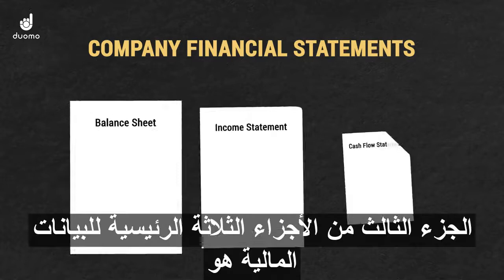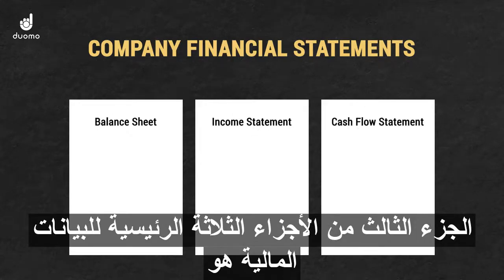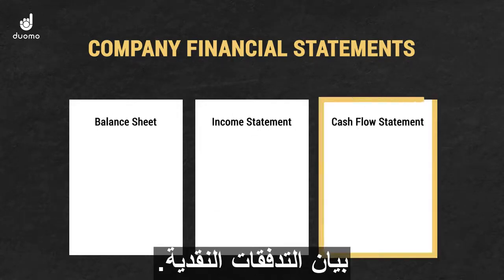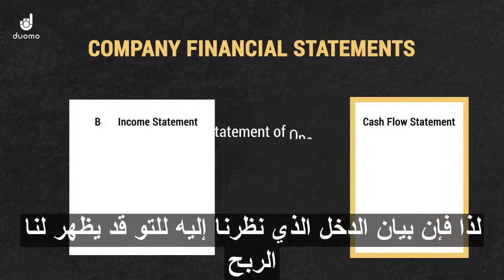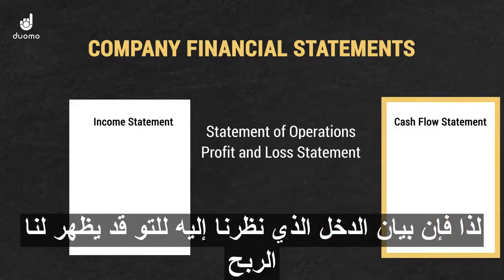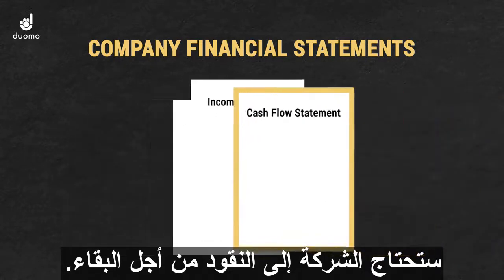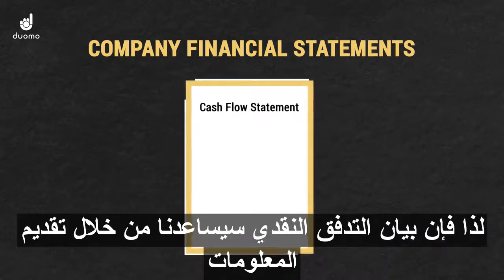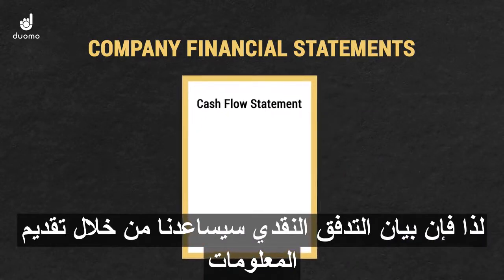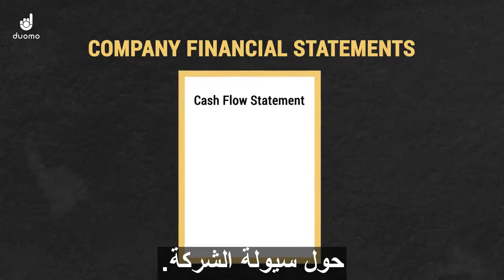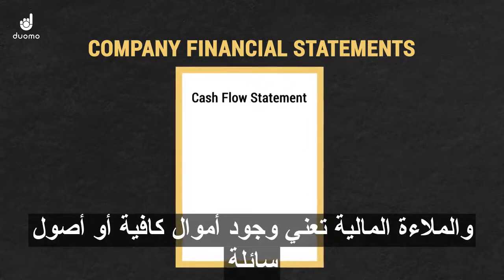The third of the three major parts of a financial statement is the cash flow statement. So the income statement that we just looked at may show us the profit or loss generated during a period, but that doesn't necessarily equal cash. A company will need cash to survive, so the cash flow statement is going to help us by giving information about a company's liquidity and solvency.